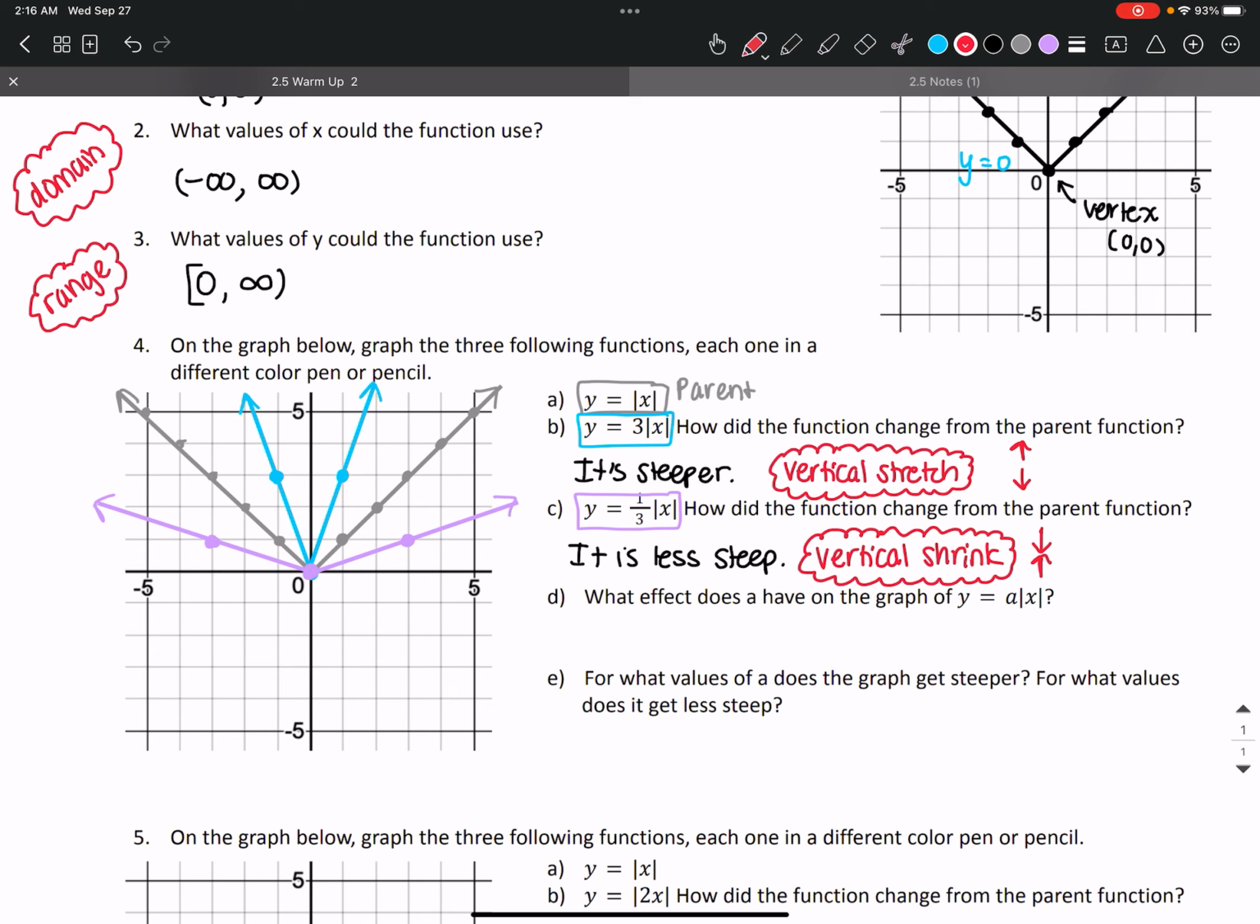What effect does A have on the graph? So A is that coefficient. When I saw 3, it got steeper. When I saw 1/3, it got less steep. So what is going to happen is A has an effect. It changes the slope.